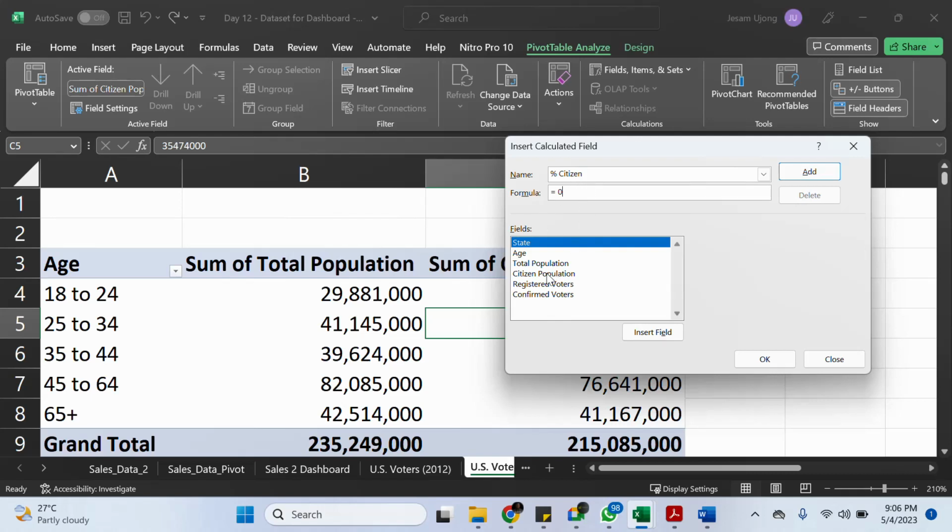You see these fields? Just like what we did manually, we click on citizen population and insert. I think you clear out the 0, of course. So, let me just start from the beginning here. Equal to, I click on citizen population and then insert, or double tap, then divided by total population. Insert, and I click on OK.